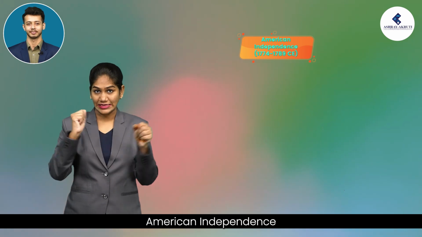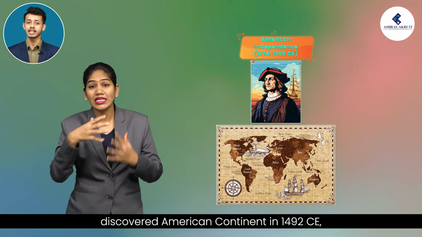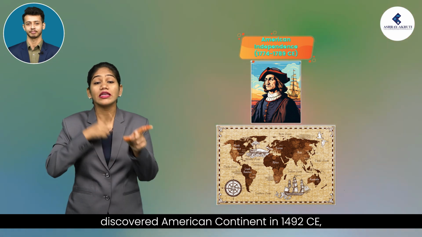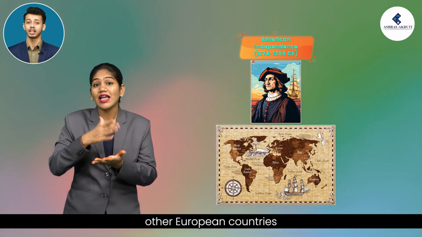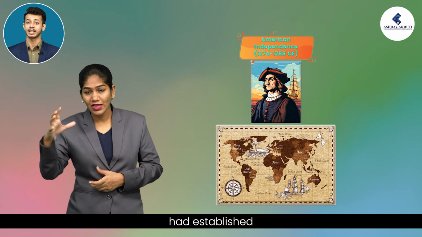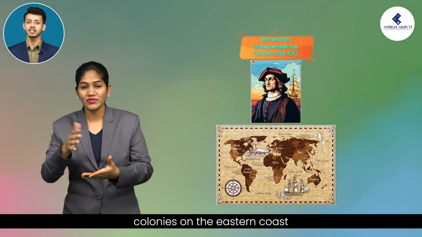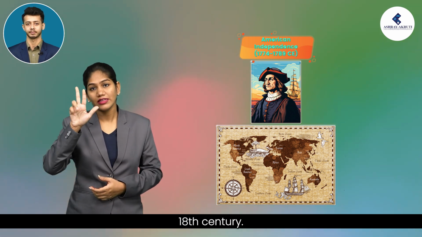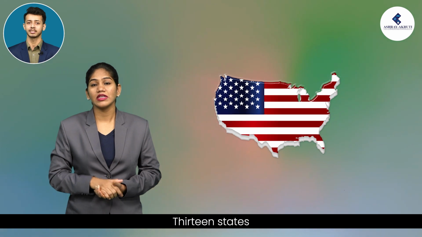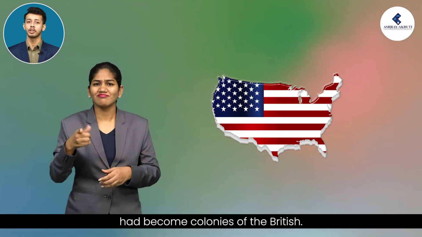American independence, 1774 to 1789 CE. After Columbus discovered American continent in 1492 CE, England and other European countries had established colonies on the eastern coast of North America by the middle of the 18th century. 13 states had become colonies of the British.